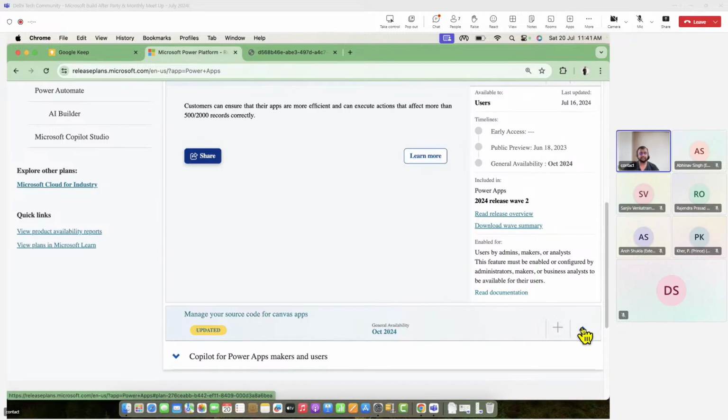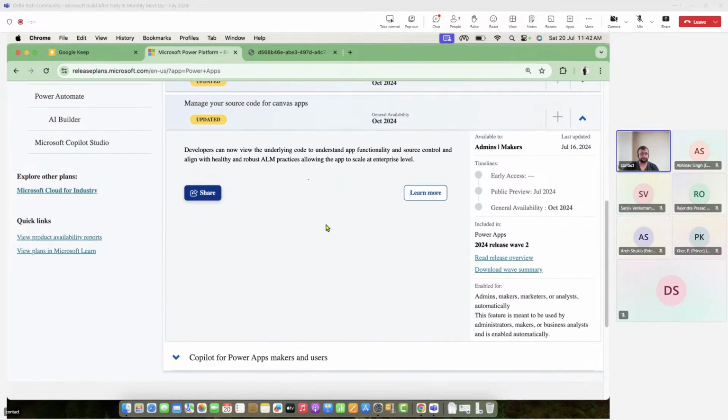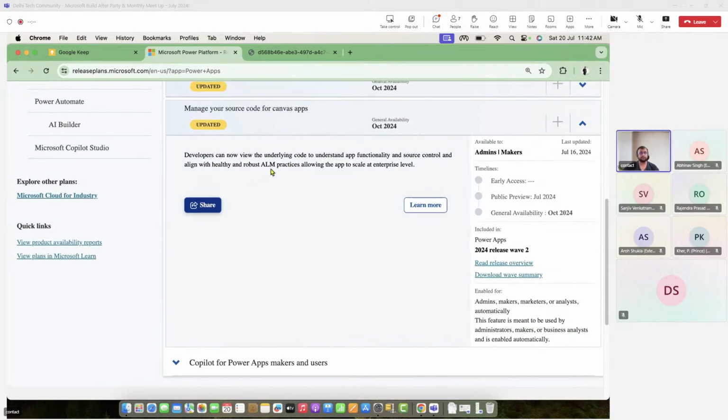Then again, this is the most awaited feature: manage your source code for the Canvas application. Developers can now view the underlying code to understand the functionality and source control, and align with healthy and robust ALM at the enterprise level.